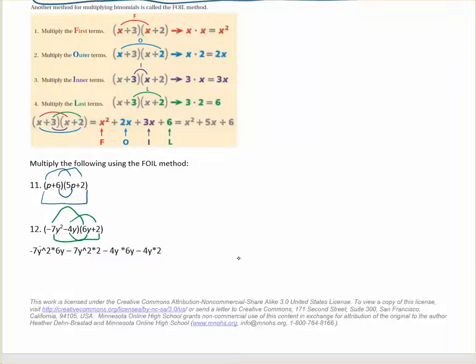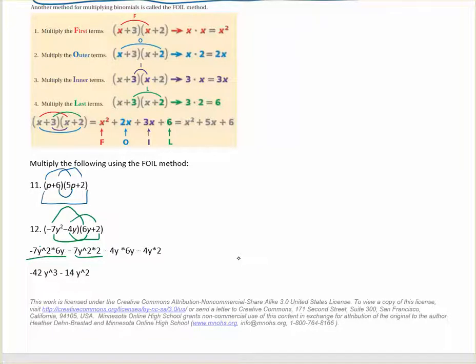All right, now we're going to simplify each part. The first part to simplify is this set of multiplications, negative 7y squared times 6y. You multiply the coefficients together, that's the numbers in front. That's negative 42. And then y squared times y is y to the 3rd power. Now we're going to simplify the second multiplication, negative 7y squared times 2. Negative 7 times 2 is negative 14. And then we just have the y squared. There's no other variable to combine this with, so we just write the y squared there.